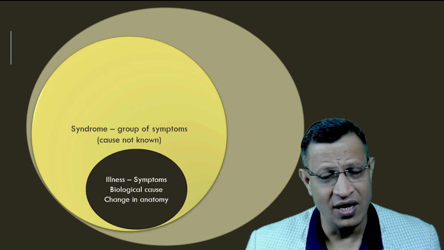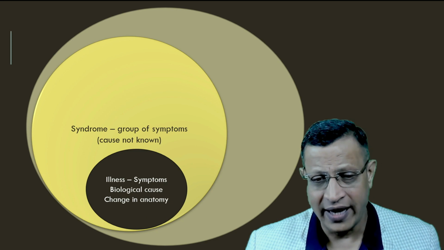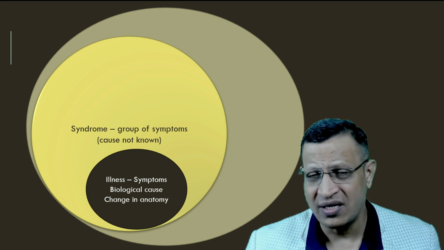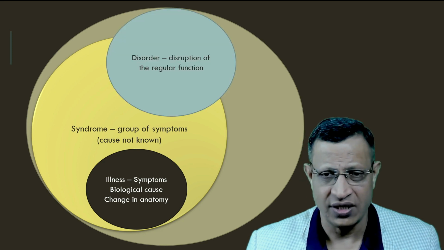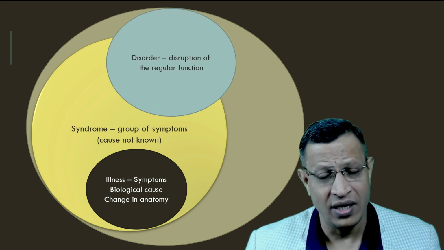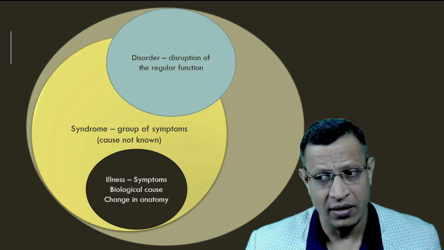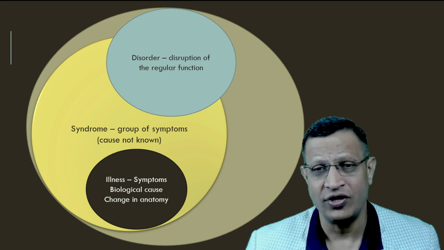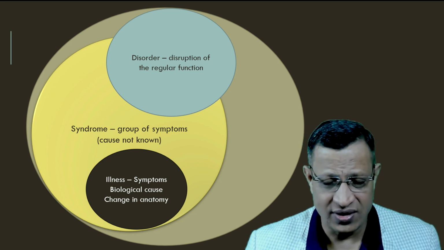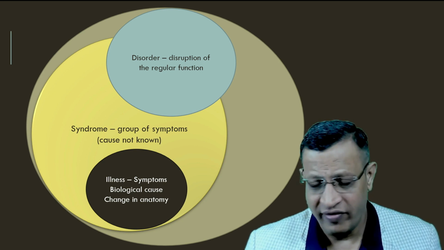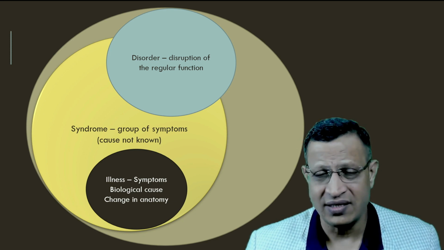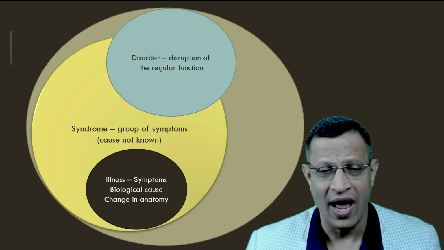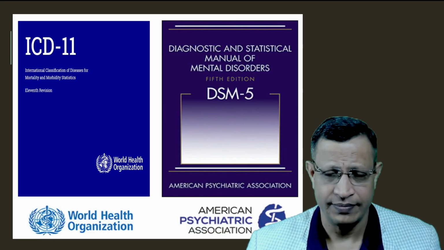What is illness? In illness, symptoms are present, and at the same time the biological cause is known, and there is a change in the anatomical structures when you do certain investigations. Now let's consider what a disorder is, for example, personality disorder. Here, there is a disruption of the regular functioning of the body, or in the society, or in various other systems. That is considered a disorder. So you need to know the difference between disease, disorder, and syndrome, my dear friends.